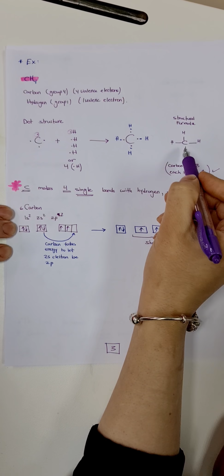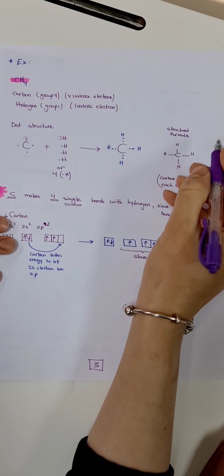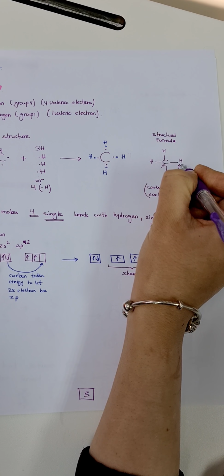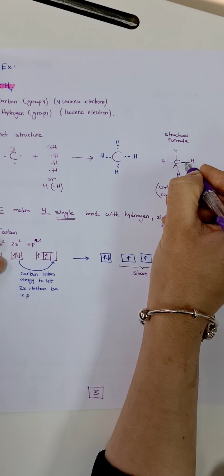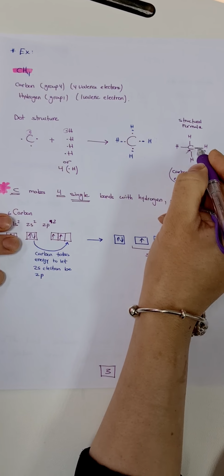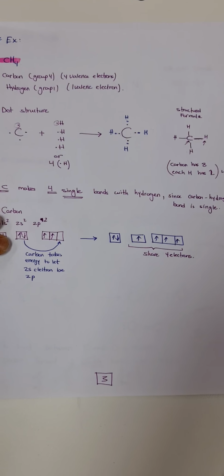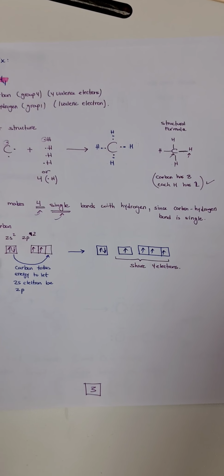Now, here you must be aware that in order to say what type of bond I have, you should look at the carbon and hydrogen. The bond between carbon and hydrogen is single. So the carbon makes a single bond with hydrogen, but how many singles? 4 single bonds. So be aware of this. So here I have 4 single bonds between hydrogen and carbon.